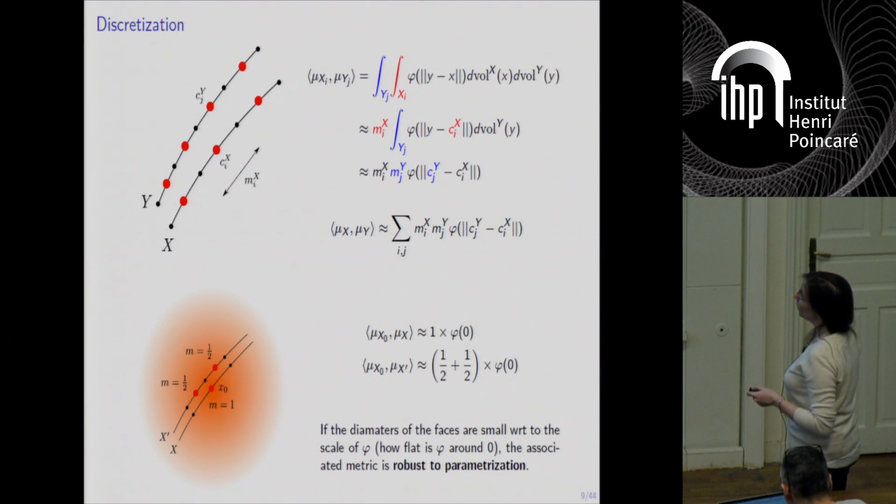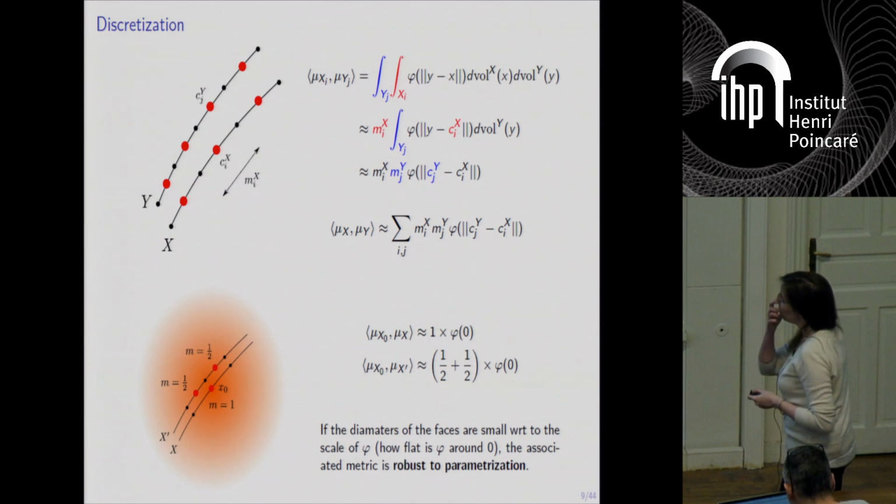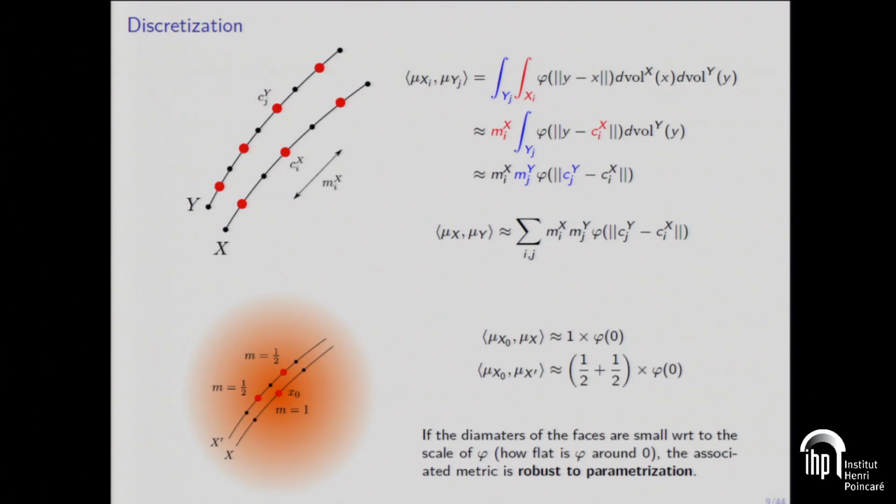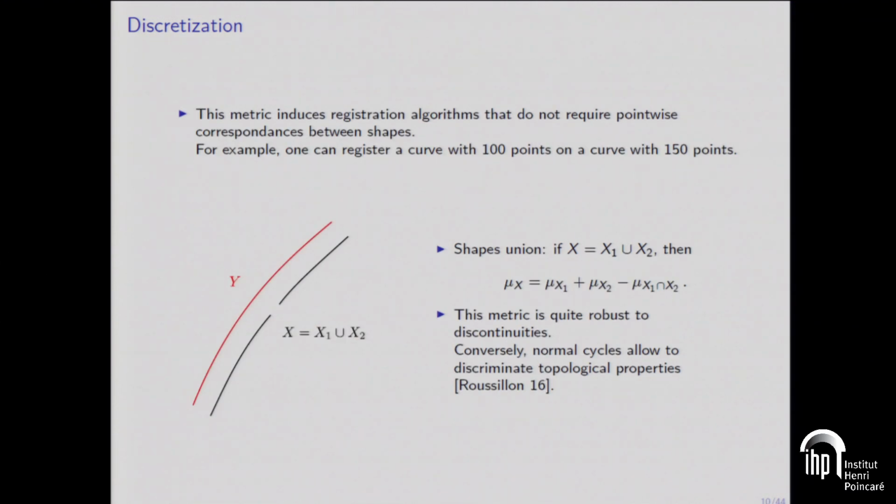And if you now integrate the mass of the second curve, the second parametrization, against the same face x0, you obtain the two masses, the half, and you can approximate these two distances by 0. To accept this approximation, you again have to ensure that the distance here, that you can control by the diameter of your face, is small with respect to the scale of your function phi, or how flat phi is around 0.